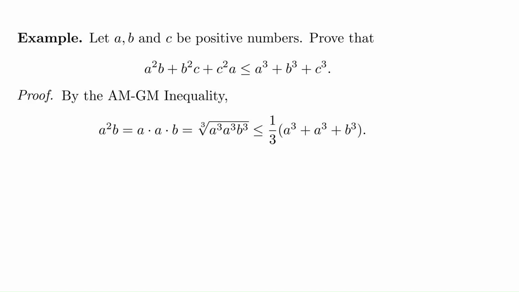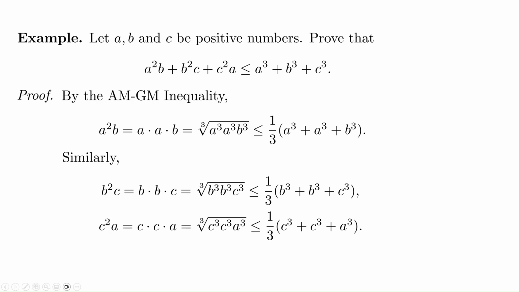First, we can prove this by the AM-GM inequality. The first term of the left-hand side, a squared b, is actually the geometric mean of a cubed, a cubed, and b cubed. Of course, it is less than or equal to the arithmetic mean of the three numbers. And similarly, we have estimates for b squared c and c squared a. Sum up, and we prove the inequality.